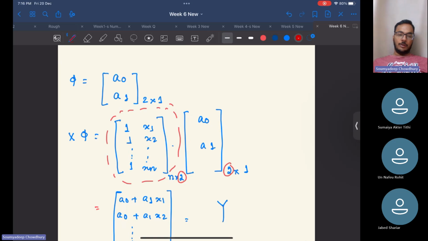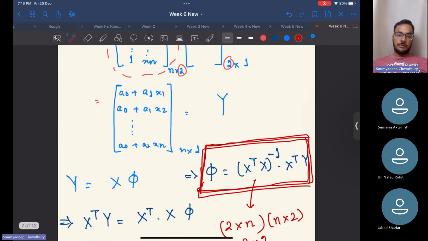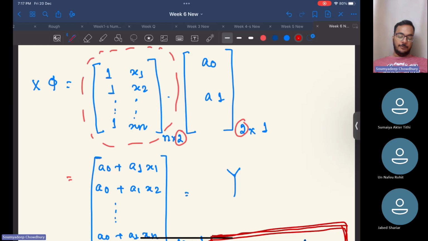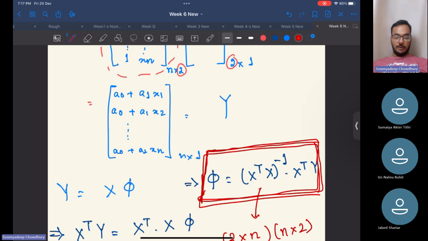And we need to find out our coefficient matrix, which we are taking as phi here. If we multiply x and phi, we will get y. So the relationship is y equals x into phi, and from this we need to find out phi. In a normal situation, we take the inverse of x and multiply it with y, so phi equals x inverse into y. But the problem is that this X matrix is not a square matrix, it is a rectangular matrix. So finding the inverse of a rectangular matrix is not possible, and we need to find some other way to find out phi.